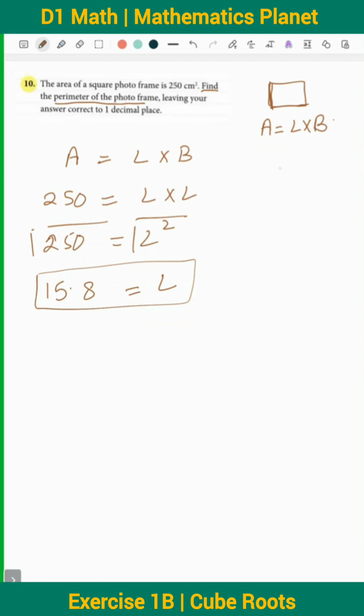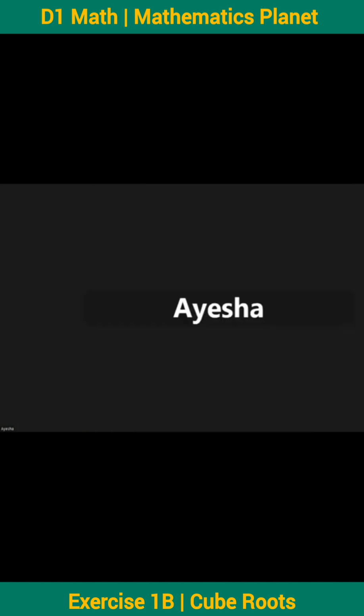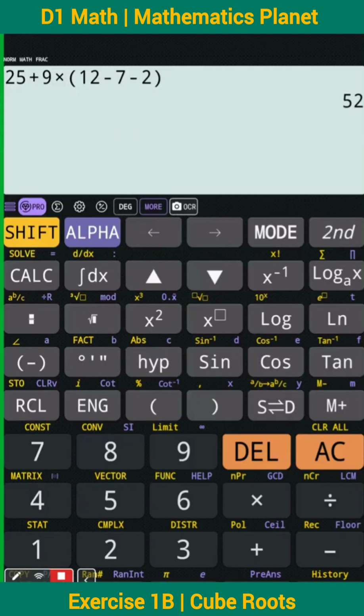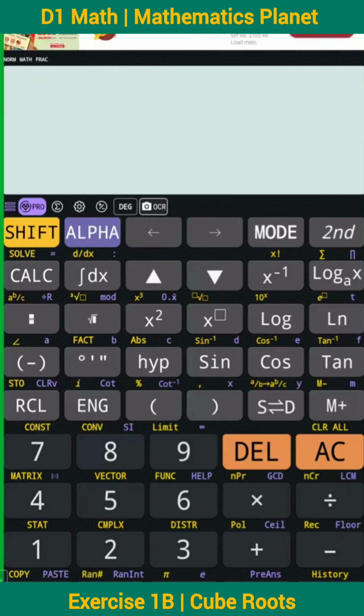Do you have a calculator? Miss, I have one. So can you open your calculator right now? Yes, miss, it's here. Okay, give me a minute, please. Okay, this is my calculator. So what I have to do is, can you see the calculator that I have shared? Yes, miss.